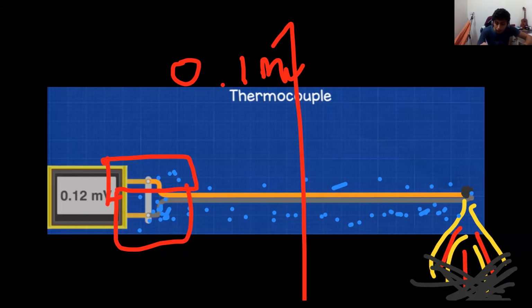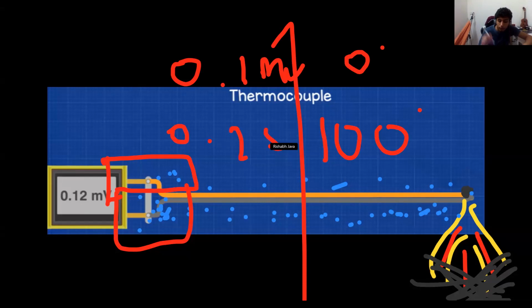For 0.1 millivolts, the temperature was 0 degrees. Then we'll say, for 100 degrees, the voltmeter reading was 0.25 millivolts. Okay, and then we'll form a relation that will help us tell, depending on the number of volts, what the temperature is.